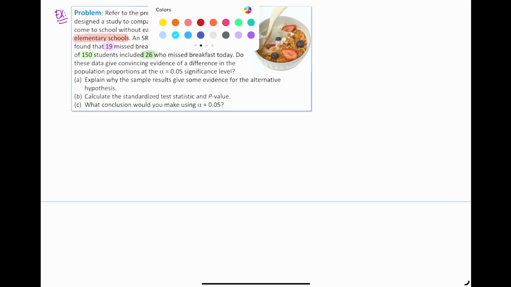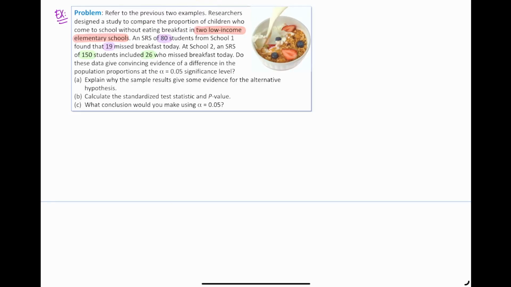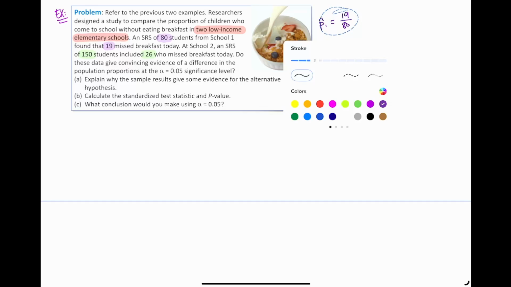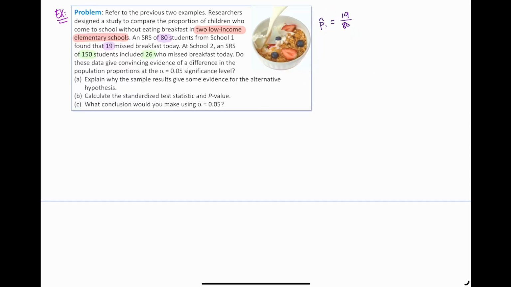What do you think? I'm going to change my colors here. While you're thinking, let's just figure out a couple p hats first. Let's do our p hat 1 over here. It is 19 out of 80. I should have done that in purple to keep it consistent with the colors, so let's change it to purple-ish. Our p hat 2, I want to move that down here so we can talk about what the actual percentage is. P hat 2 is 26 out of 150.